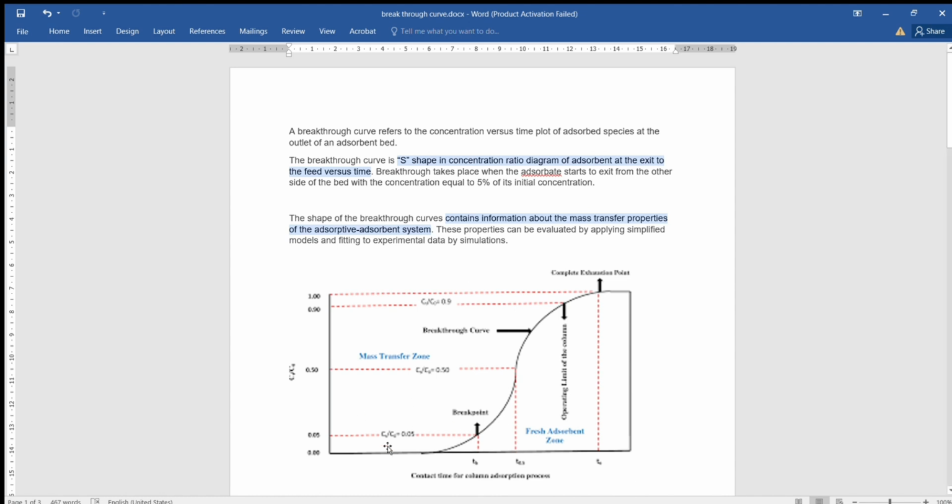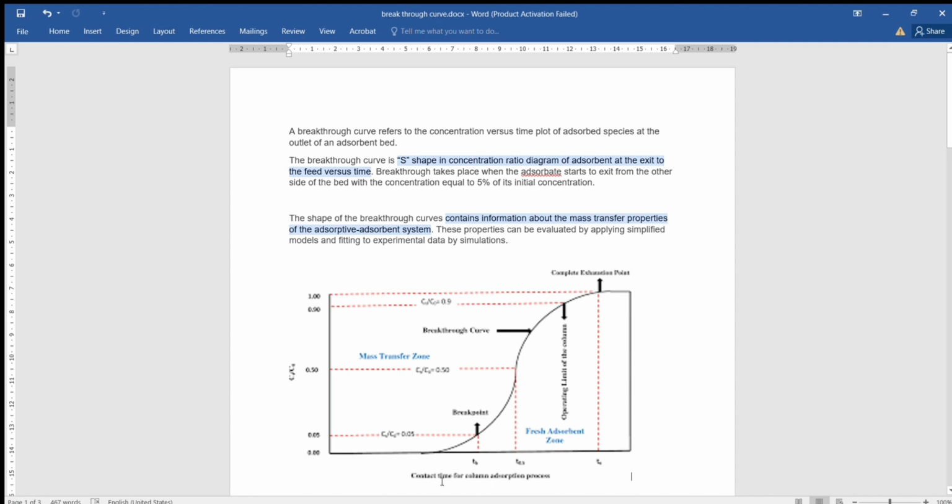So you can see here, this is a breakthrough curve, for example, and this is my Ct over C naught. This point is my complete exhaustion, you can say that everything has been used up, and here this is my break point, and this is my breakthrough curve, and here this is the complete exhaustion. So everything has been adsorbed. You can say this point is also a complete saturation point, and this is a break point, and this is also a breakthrough curve or a break curve.